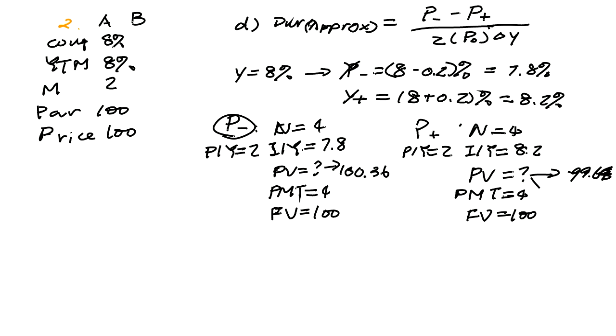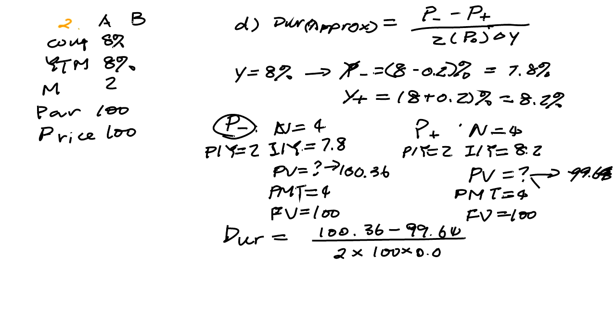So in this case, our duration approximation for bond A is going to be 100.36 minus 99.64. Notice that the P minus is higher than P plus, right? Divide by 2 times the original price P times the change in the yield. The change in the yield is 20 basis points, 0.002.